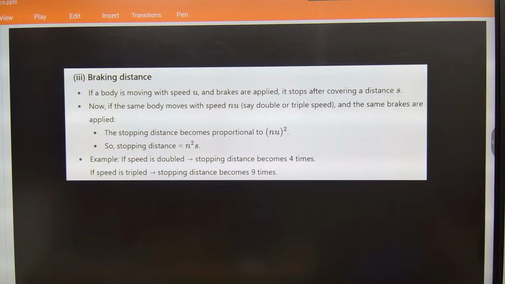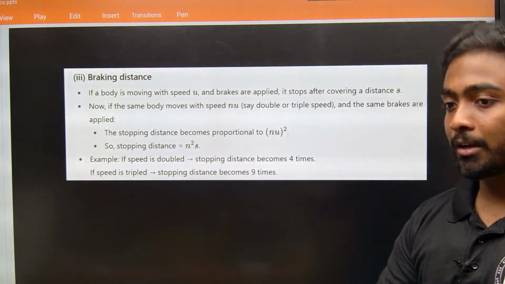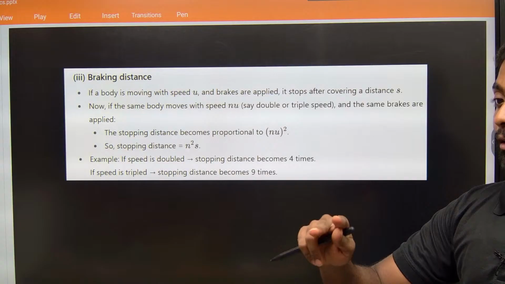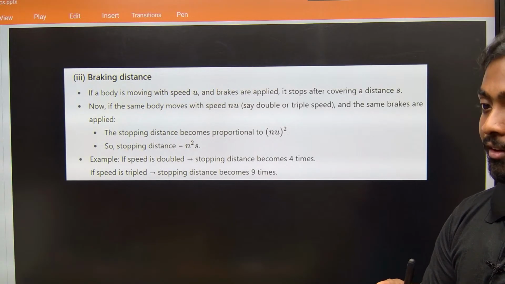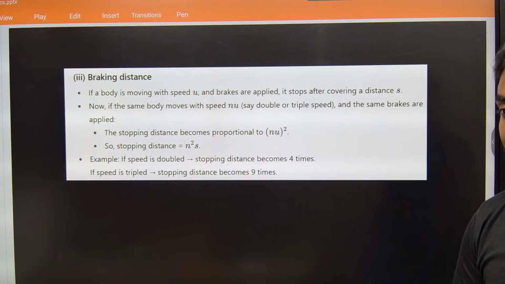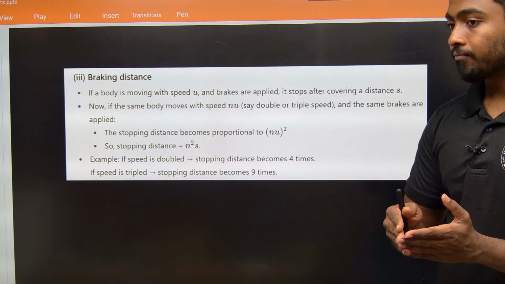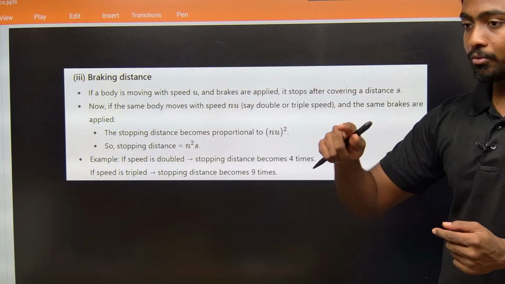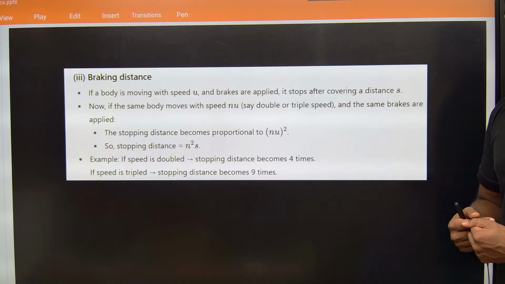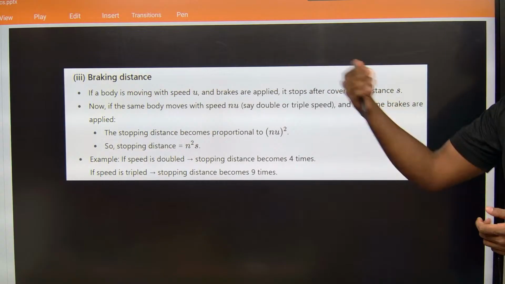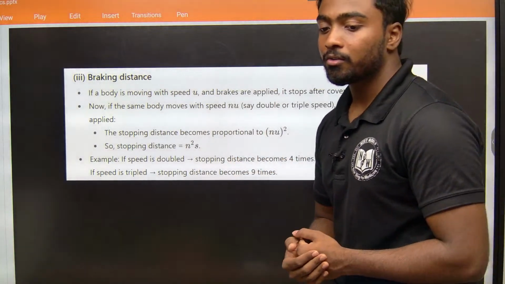For example, you are going with 10 meter per second and the distance travelled is 20 meter. Again you go with 20 meter per second. How much distance? 4 times, so 80 will be the answer. You are going with 30 meter per second. What happens? 9 times. So 20 into 9 is how much? 180. So you travel 180 meter. That's the way we apply this concept.